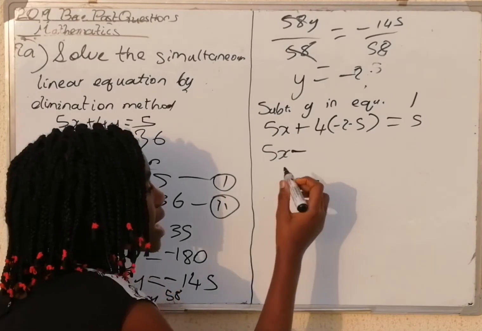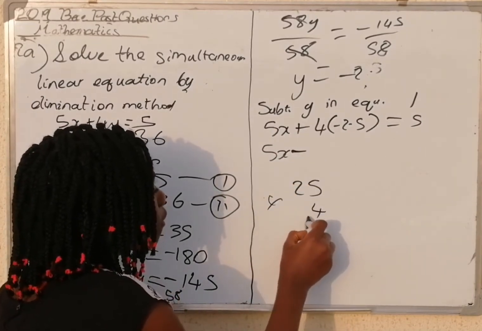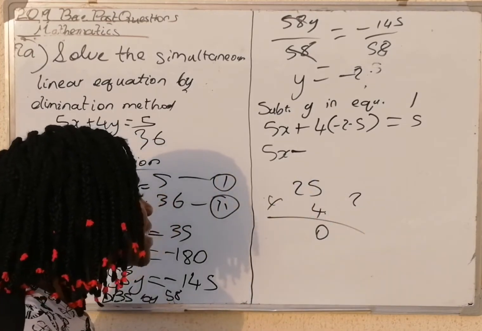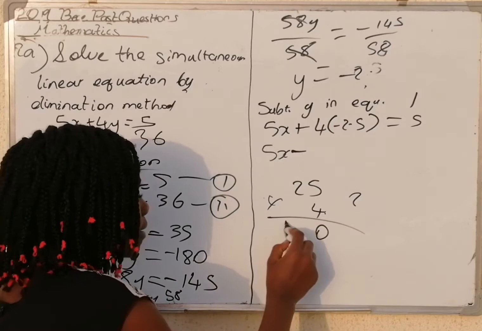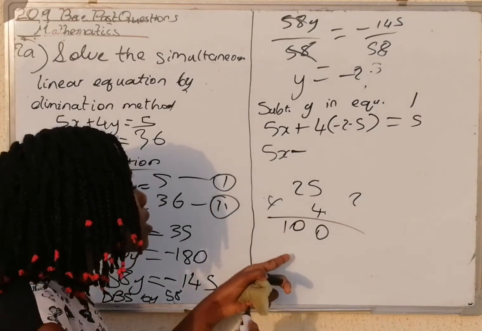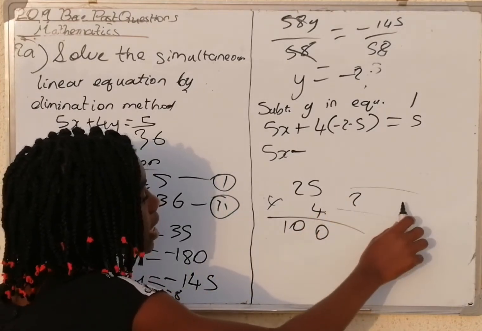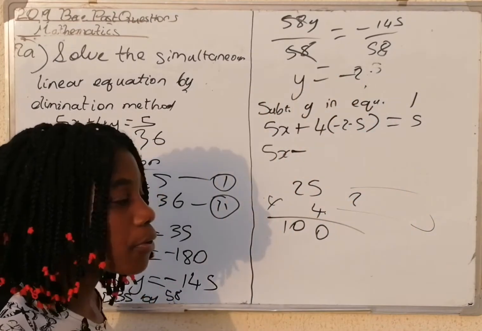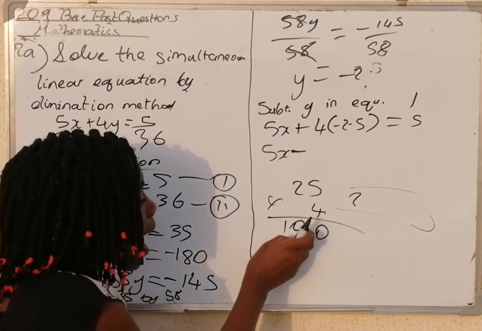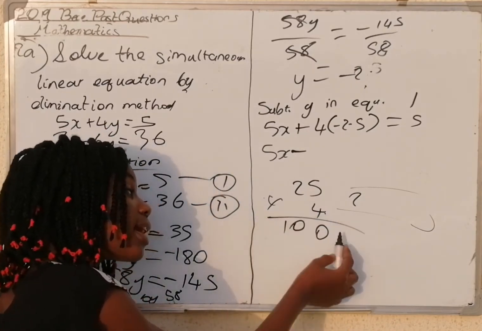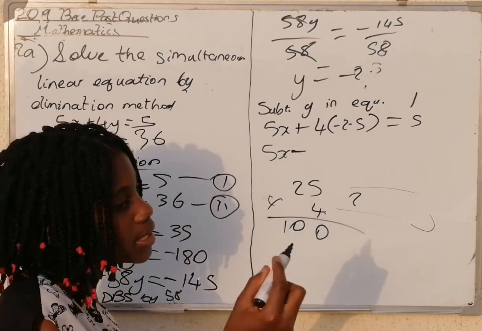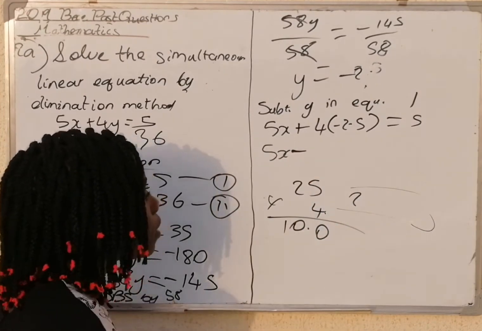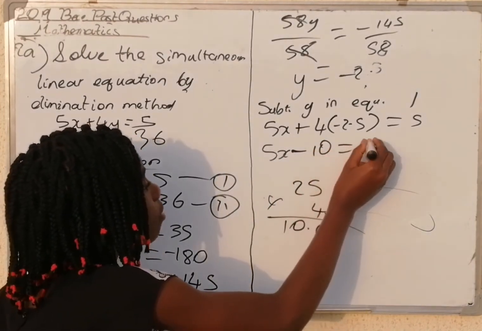Leaving this as 25. 25 times 4. 5 times 4 is 20. 4 times 2 is 8. And 8 plus 2 is 10. Making this 100. So now there is one decimal place here and there are 0 decimal places here. So we add the decimal places together. 1 plus 0 is 1. So we have to add a decimal place here. If you notice, at the back of every number there is a decimal point. So taking this one step backwards makes it become 10.0. So 5x minus 10 equals 5.